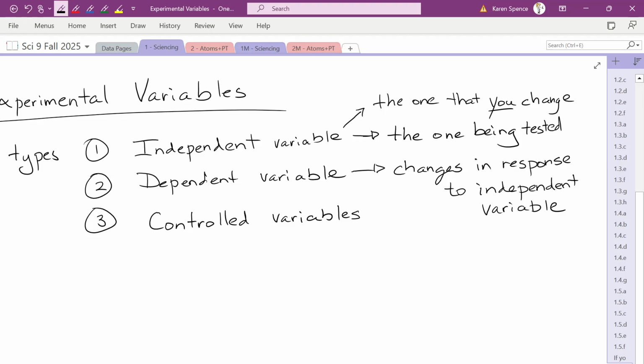All right, controlled variable, Zoe. Yeah, it's variables that you deliberately keep the same.